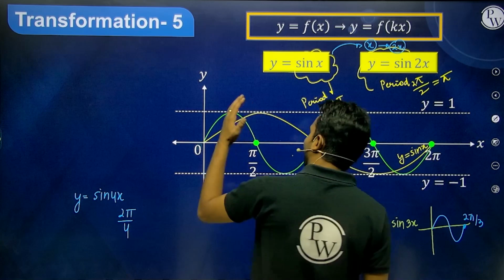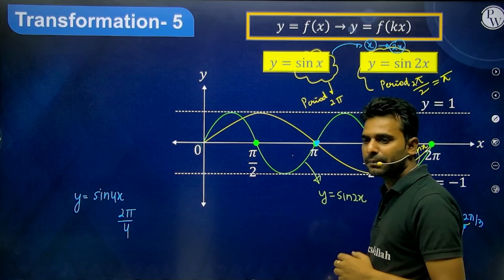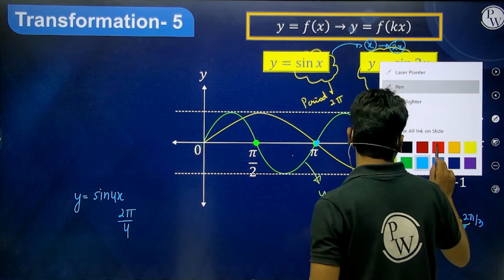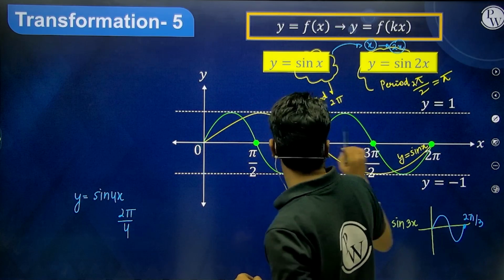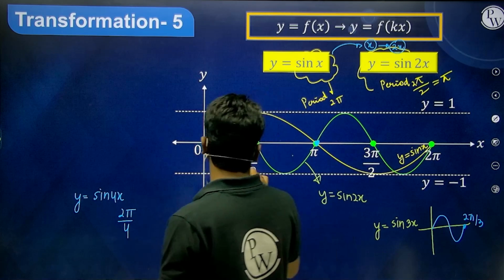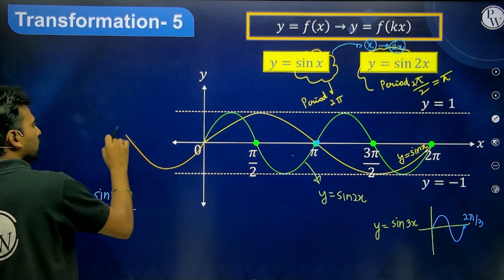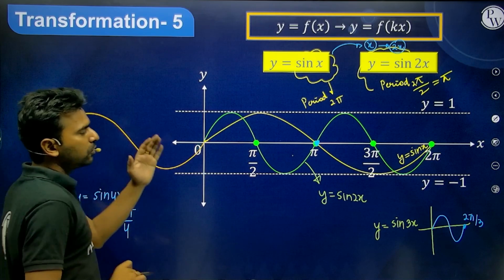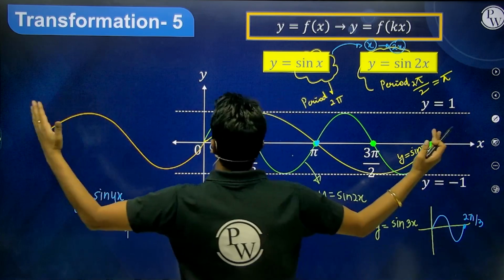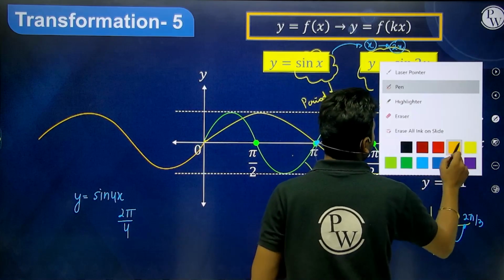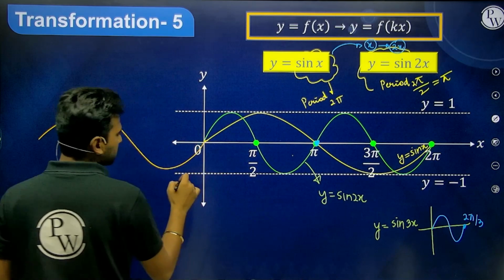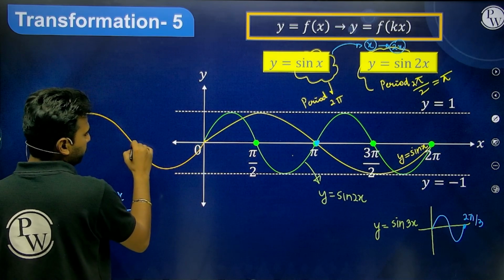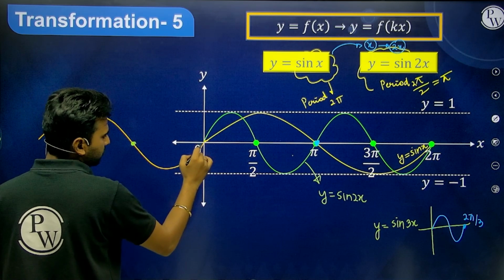Okay, while doing this compression, you need to remember one point. Look, the graph of y equal to sin x will go here also, like this. So compression will take place on both the sides. Okay, compression will take place on both the sides. So you have to be a bit careful with that. Okay.